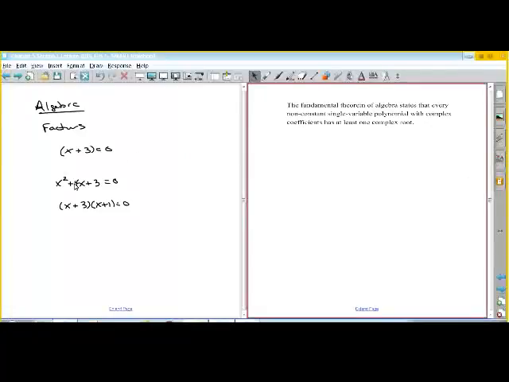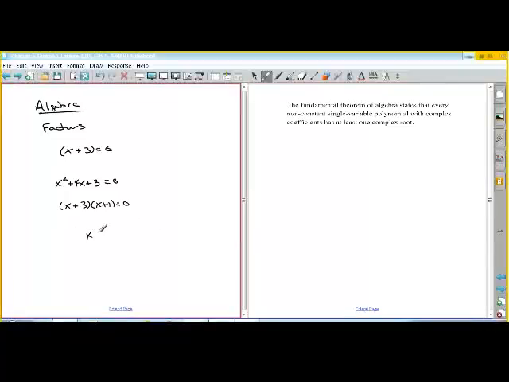So, what does that mean relative to my comment here? Well, it says that every non-constant single variable polynomial, and this is an example of a single variable polynomial with constant coefficients, which means this has a constant coefficient of 1, this has a constant coefficient of 4, and a constant coefficient of 3, has at least one complex root. In this case, it has two roots. One root is x equals -3, and the other root is x equals -1. Those are the roots of the polynomial.